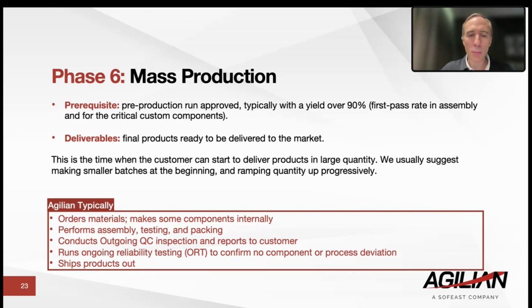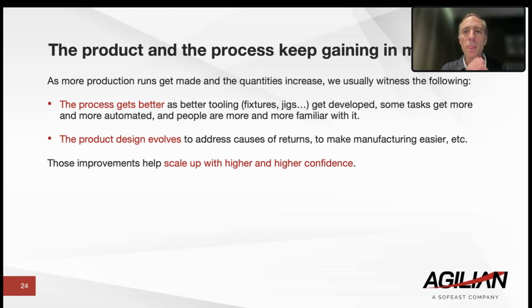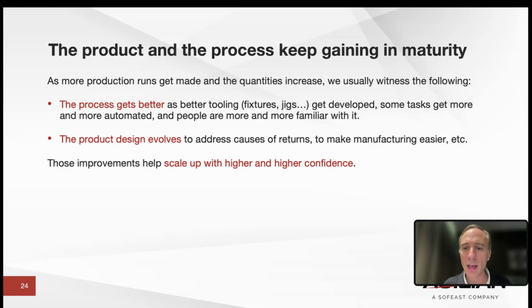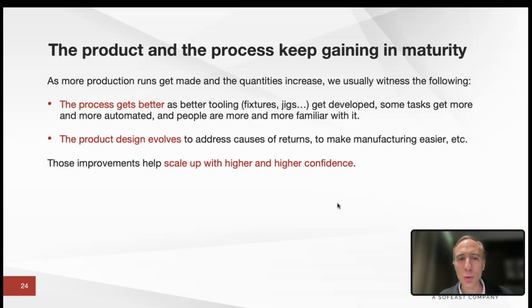Okay, now mass production is what you expect. Buy the components, make the components, do the assembly, testing, packing, etc., just on a larger scale. Now, in the first 1, 2, 3 batches, it might not be as stable as you would hope. Maybe okay, it's very common that the process keeps getting better as fixtures, jigs, etc., get developed. Maybe the testing stations get improved, and so on. Okay, and maybe you might need to do engineering changes, okay, to address some of the causes of some issues.